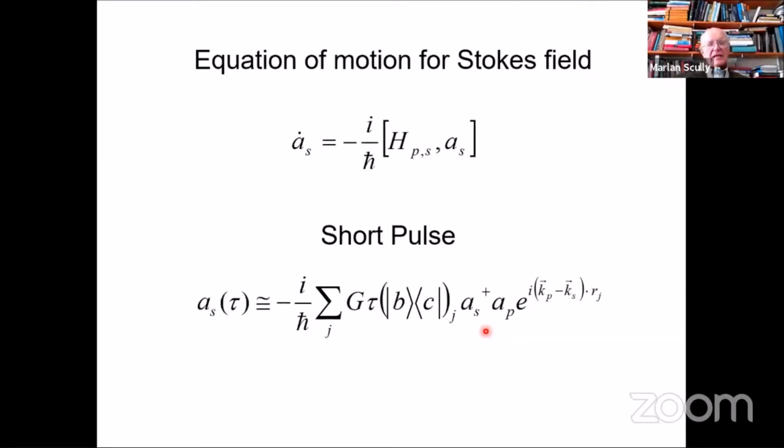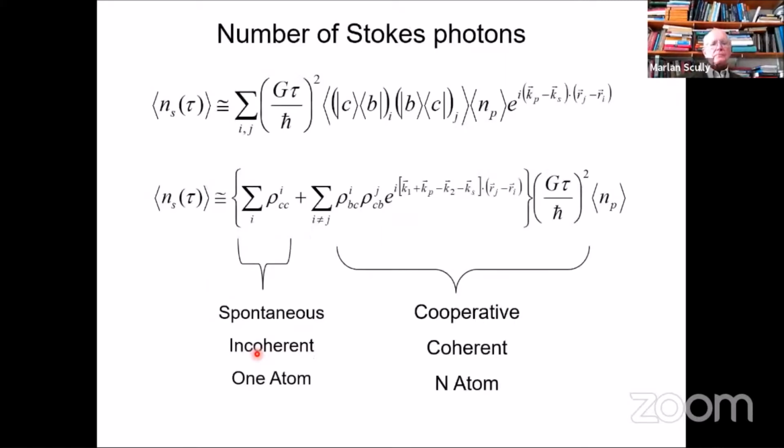So how do you do a back of the envelope calculation quickly? Heisenberg picture. Put in the Hamiltonian we just looked at, calculate the operator corresponding to the Stokes field, assume a short pulse, and just multiply by tau, and you've got what you want. You've got the operator at time tau. Let's use that to calculate the number of Stokes photons. Put it in, square it up, A dagger A, do a little arithmetic, sum over the molecules, and lo and behold, you get two terms. A spontaneous term.